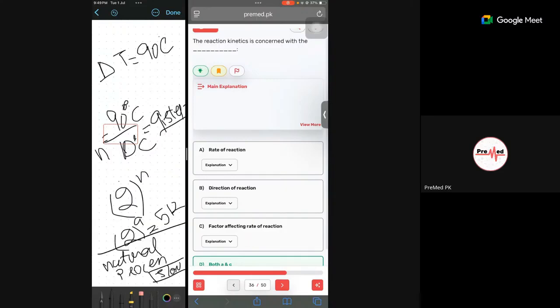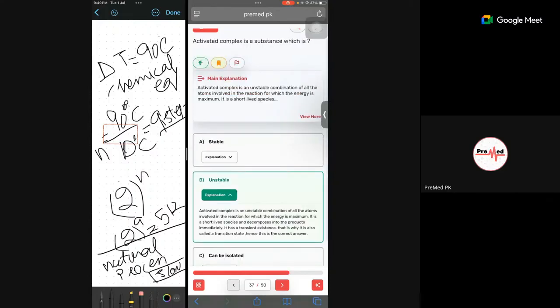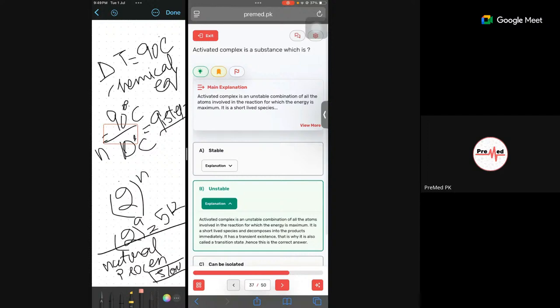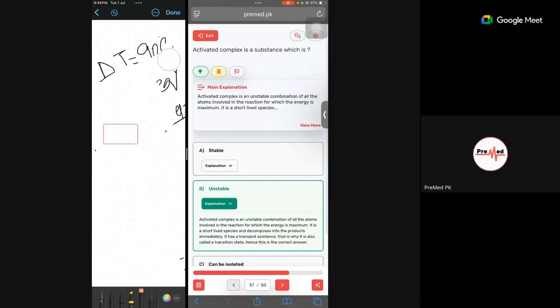The direction of reaction is discussed in the chemical equilibrium chapter, in which we talk about dynamic equilibrium and all those things. Okay. Next we have the activated complex, which, as I told you all, is a transition state in effective collisions.